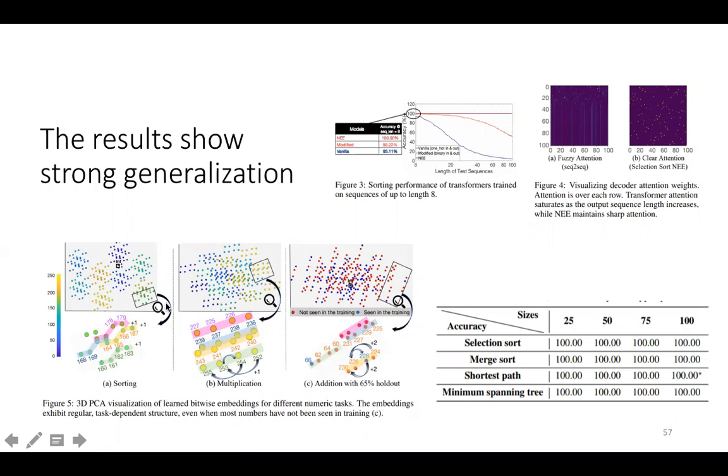And when they test it with sorting, multiplication, and many different algorithms, the visualization of the unseen data and also the data seen in training indicates that the embeddings show very consistent and coherent structure even when they're not seen in the training. So they claim that they learn a very good embedding of the input.